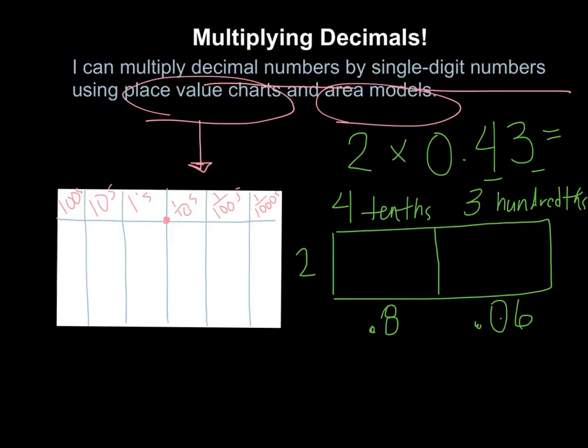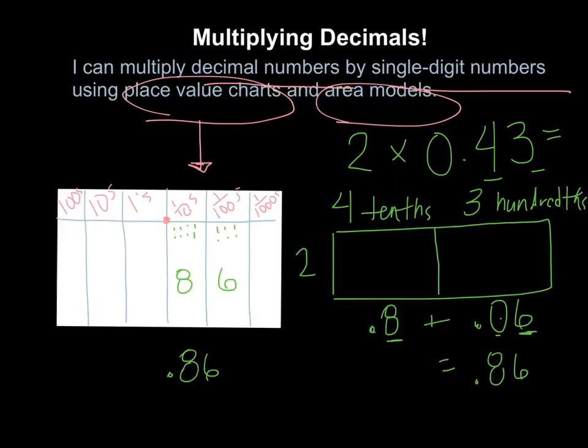Now, if I add the 2 together, I will get my total area for the area model. And that is going to give me 86/100, because if I add my tenths together and my hundredths, then I will end up with 86/100.